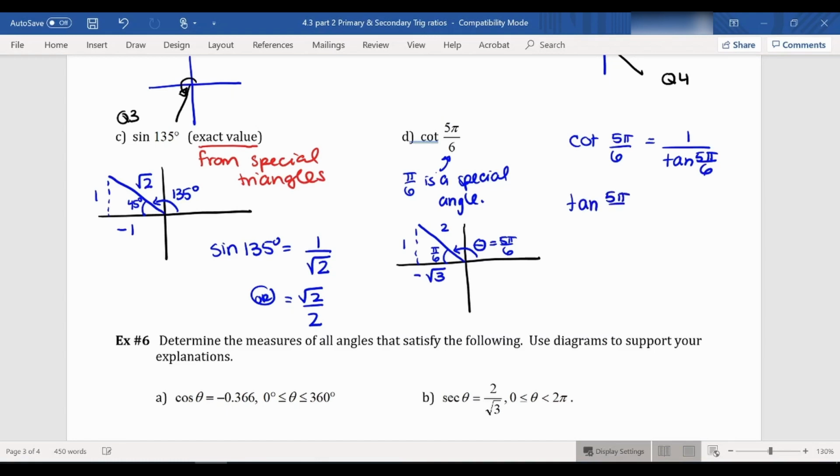Tangent of 5 pi over 6 is opposite over adjacent. This would be 1 over negative root 3, which means that cotangent of 5 pi over 6 is the reciprocal of this, which would be negative root 3 over 1. I don't need to write the over 1.